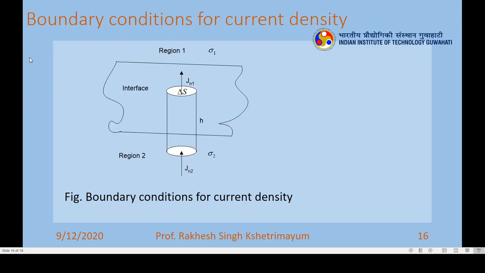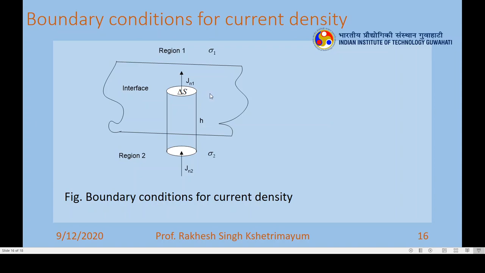Okay, so we also have boundary conditions for current density. Look at this diagram, there are some slight changes here. Region 1 is for z greater than 0, region 2 is for z less than 0. The interface is at z equal to 0. This is the pillbox we are considering. Delta S is the surface area of the top and bottom surfaces, and the height of the pillbox is h.